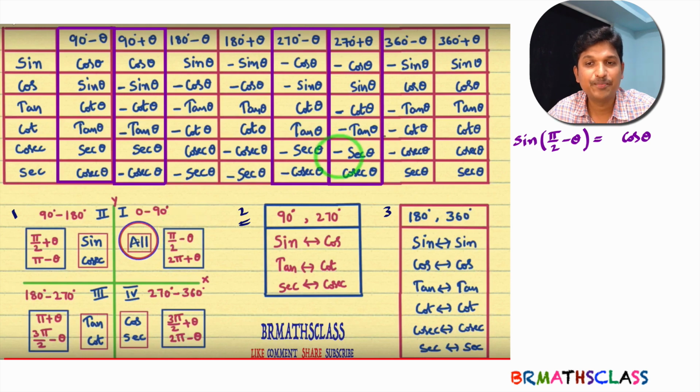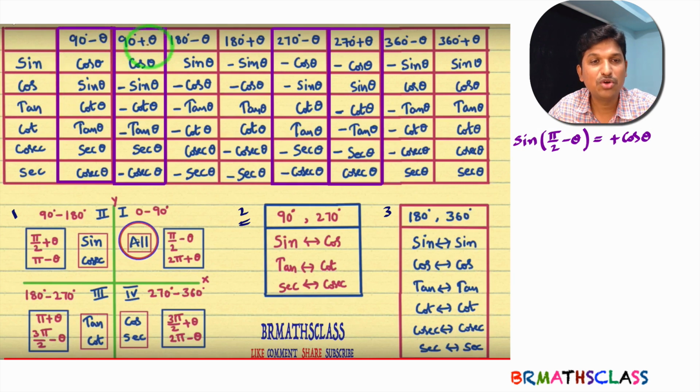In first quadrant, what do you know about sine? Is it positive or negative? In first quadrant, all are positive. So sine is also positive. So this is plus cos theta. So sine pi by 2 minus theta is cos theta. You see here, that result only we have written.